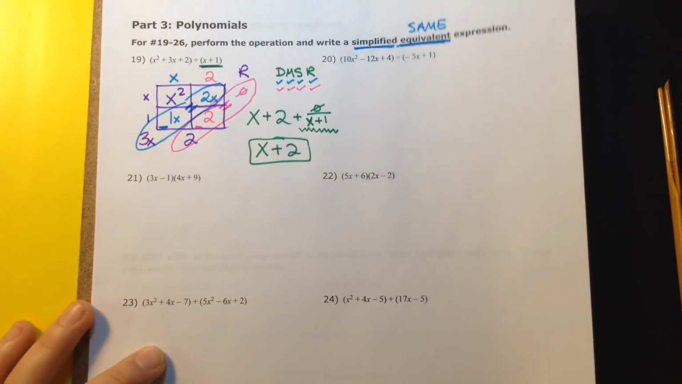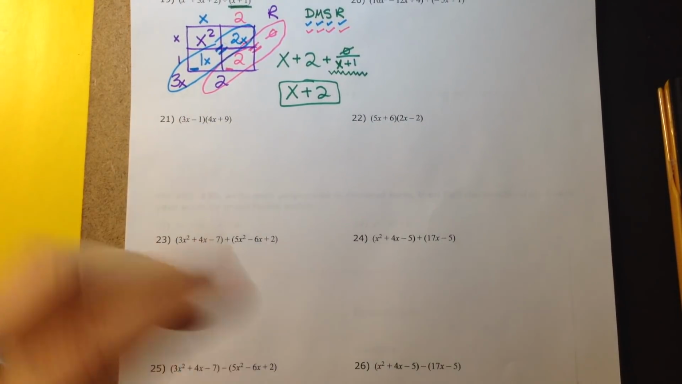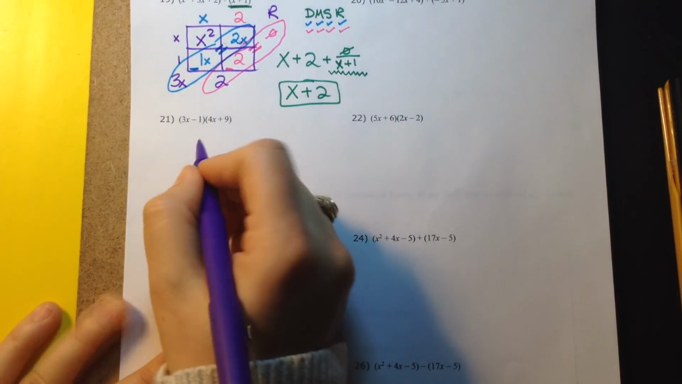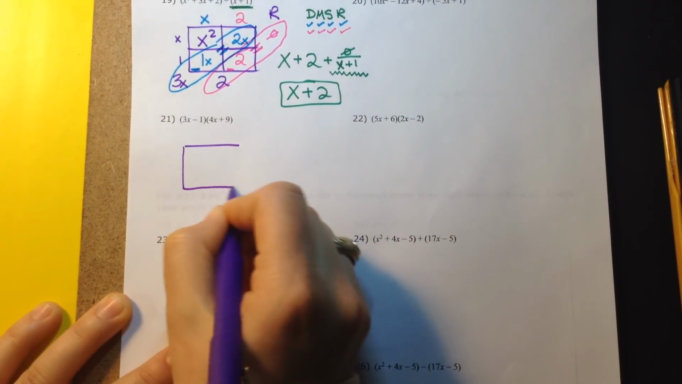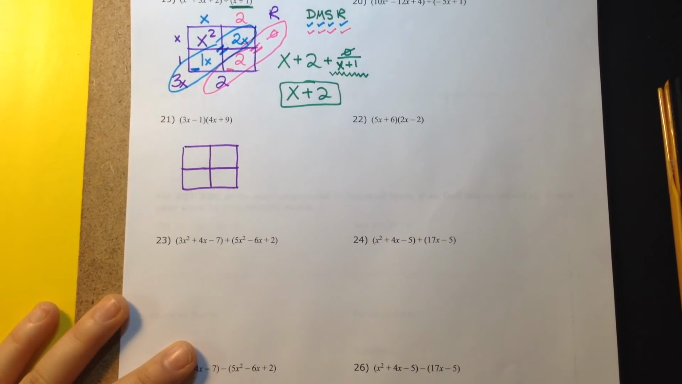Question 21 has no symbol in between these polynomials, and since they're smushed together, we know they're multiplied. When we're multiplying, we do still set up a box, but we don't put things inside the box. These start on the outside. It's like the Punnett square question.